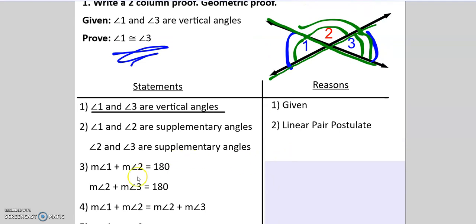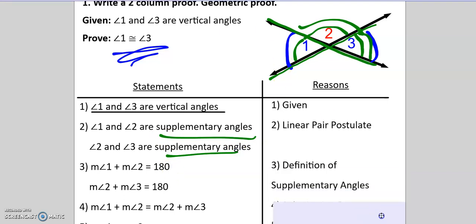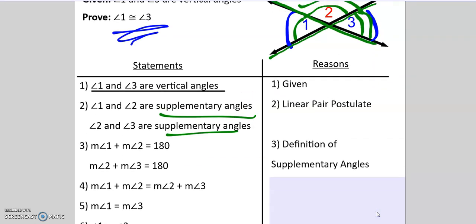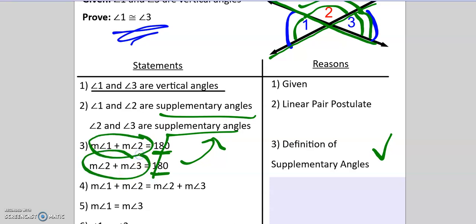Now, how do I know that they add up to 180? Well, what does supplementary mean? Supplementary tells me that they add up to 180. So by definition of supplementary angles, they add up to 180. My next statement says 180 equals measure of angle 1 plus measure of angle 2. Also 180 equals measure of angle 2 plus measure of angle 3. So doesn't that mean we can substitute those 180s and then set these two expressions equal to each other? It does, and that's by substitution.